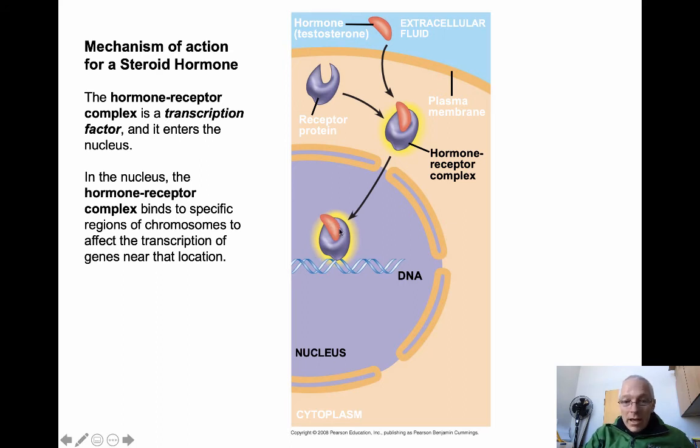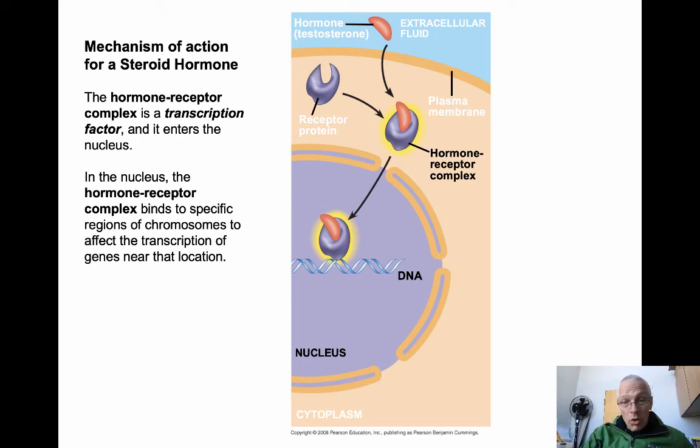Because when the hormone is bound to this receptor protein, this receptor protein has changed its shape and now can bind to certain sequences on DNA. It has become a transcription factor. When the receptor protein did not have the hormone bound to it, it was not a transcription factor. It was just a receptor floating around the cytoplasm.